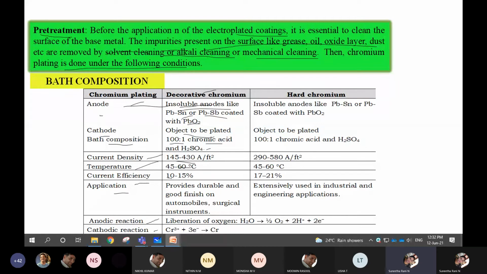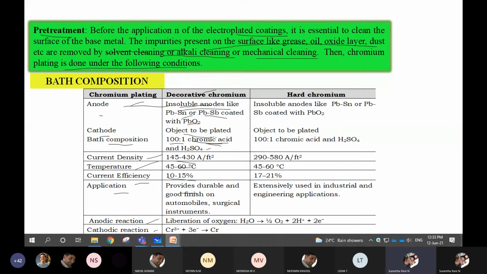At a current efficiency of 10 to 15%, the chromium can be plated. From where is the chromium plated? Chromium comes from the electrolyte, because the electrolyte contains chromic acid. From this it is coated on the object with the help of the anode. So what is the application it is used for? It provides a durable, good finish for automobiles and surgical instruments.